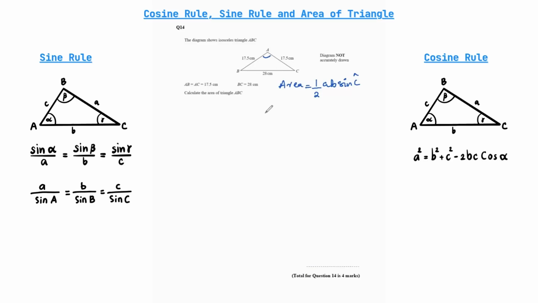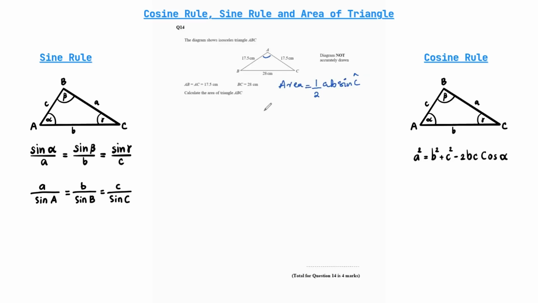So to find angle A, we need to see which rule we can apply. Can we apply SOHCAHTOA? Can we apply Pythagoras? Can we apply sine rule or cosine rule? Based on the given information, we can only apply cosine rule because cosine rule is applicable when all three lengths are given or when we have two lengths and the angle between them. Over here, since all three lengths are given, we can easily apply cosine rule.